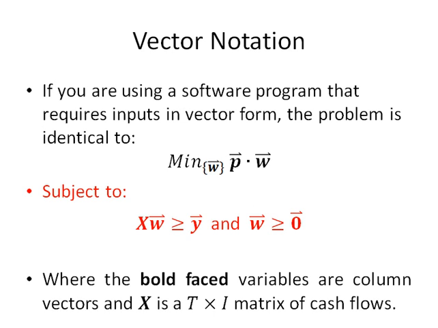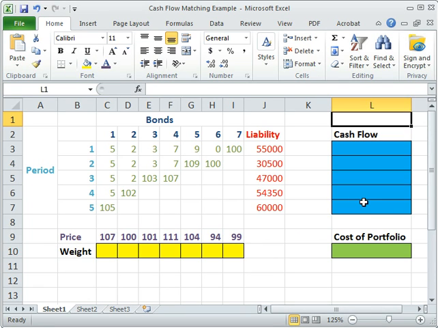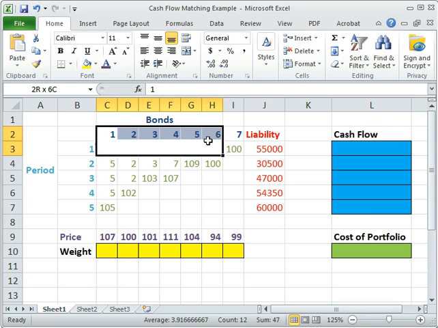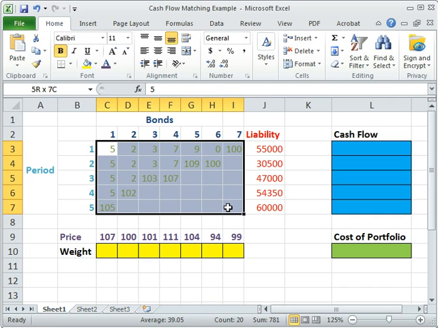Let's get right into a basic cash flow matching problem using Excel. Okay, so you'll notice I've set the Excel spreadsheet up in a very particular way. I'm going to use seven bonds here. So I've chosen seven different bonds. And for each bond in green here, we have the associated cash flows occurring.